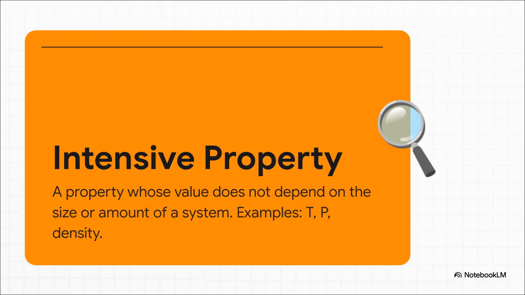But then, on the flip side, you have what are called intensive properties. And these are totally different. They describe the state of the material, and it doesn't matter how much of it you have. For example, the density of water is the exact same whether you've got one single drop or the entire Pacific Ocean, and the same goes for its temperature.